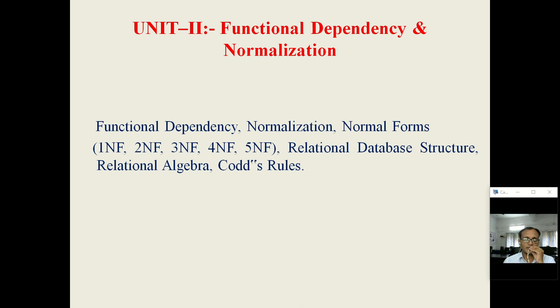Next topic is relational database structures. What is the structure of database relations? Therefore, the topics include relational algebra, types of relational algebra, and the particular commands included in relational algebra. Then, the different types of Codd rules. Okay, so these are the topics included in unit number 2, functional dependency and normalization.